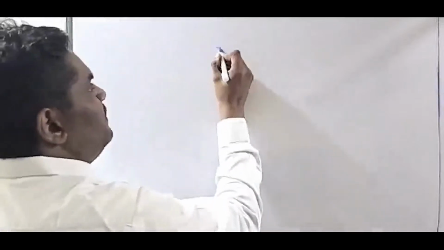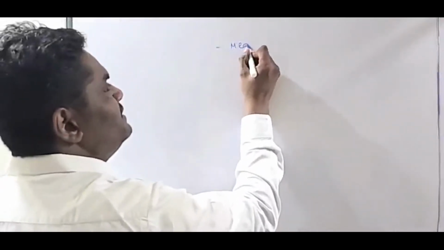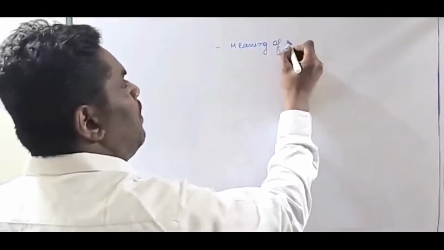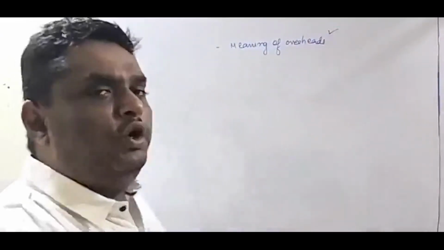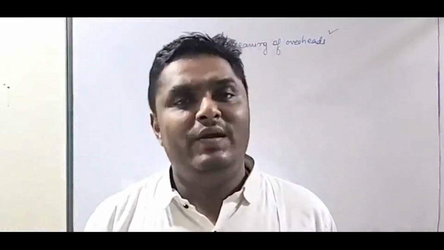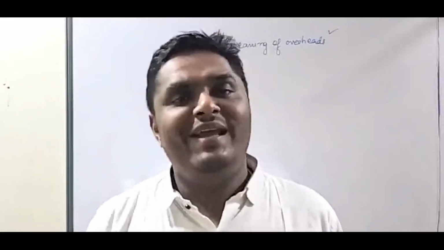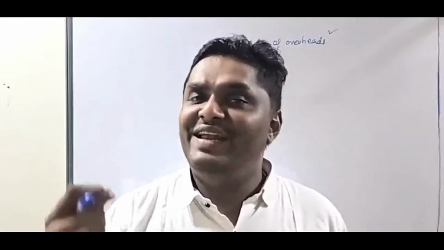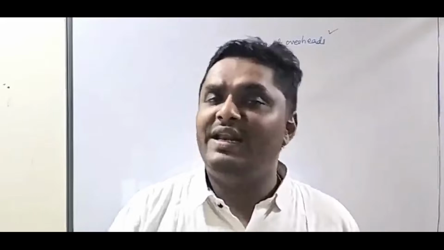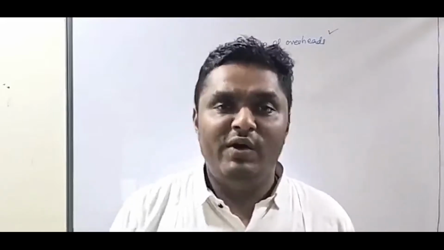Now, before starting with this chapter, let me give you a brief about what all we'll be discussing in this chapter. So the first part, which we have already discussed, is the meaning of overheads. What are overheads? The indirect cost. What are indirect costs? The costs that play a supporting role in manufacturing a product. Indirect costs cover indirect material, indirect labor, and indirect expenses. I've already discussed what these are.